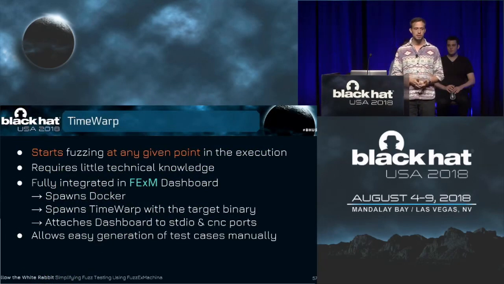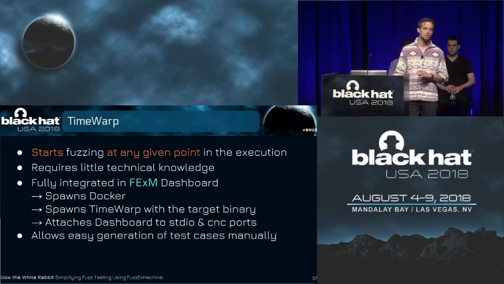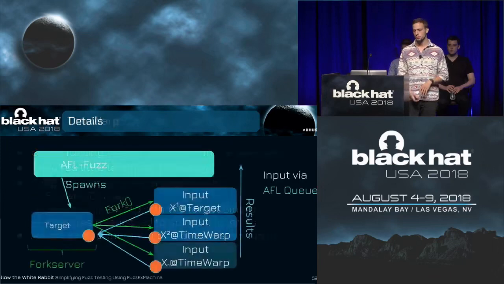So, time warp mode. As I just said, it can start fuzzing at any point. So it will spin up the fork server, I'll go into that in a bit, at any given point in the program. It requires little technical knowledge, and it's fully integrated with FExM. It's shown in the dashboard whenever FExM feels that there's a need for it. So it's like, I'm not sure if I inferred this correctly, maybe you want to have a look at it yourself. And then you can choose if the binary is interesting or not. And most of them probably are not. And then it'll generate test cases when you use the binary.